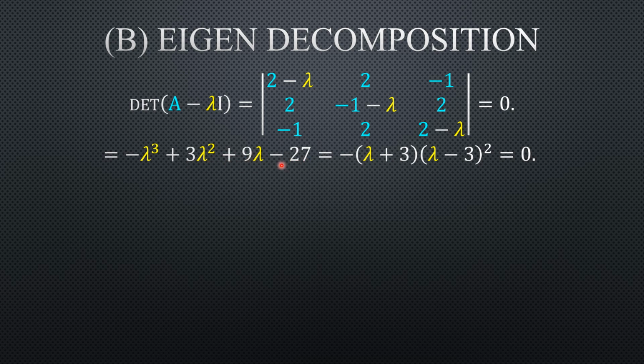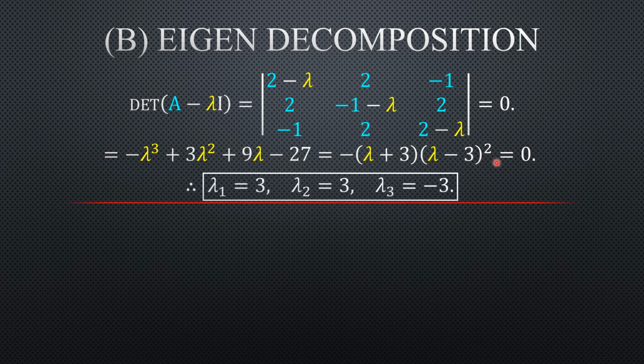We see we get a bunch of multiples of 3 here, so we can go ahead and factor out lambda plus 3 with the minus sign. That leaves us with lambda minus 3 squared. So as a result, we see that our eigenvalues are 3, 3, and negative 3. Now, since two of these eigenvalues repeat, lambda 1 and lambda 2 are both equal to 3, we know that this spectrum of eigenvalues is degenerate. So that is verified now.